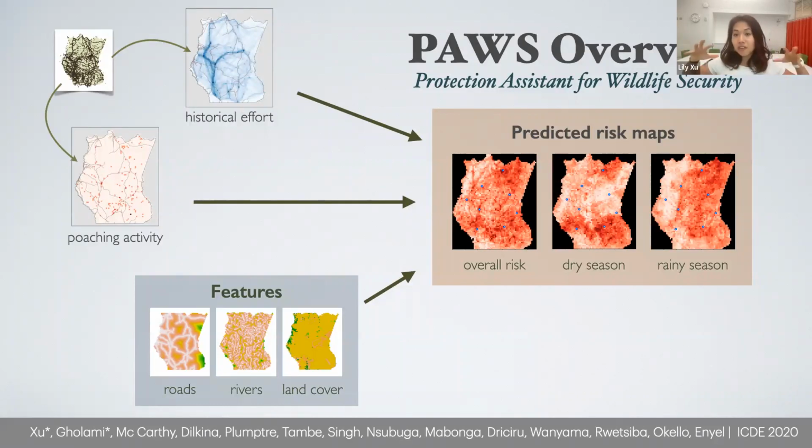So in the rainy season, some of the rivers will flood over and become impermeable, so you just can't really cross it, and that really changes the accessibility of different parts of the park. Whereas in the dry season, those rivers will dry up, so you can easily cross through.